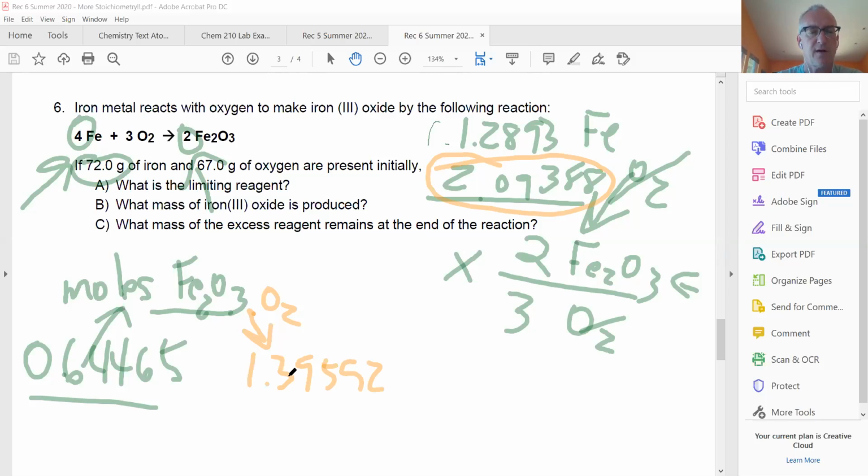Okay. So if I convert all the iron to product, I get this much. And if I convert all the oxygen to product, I get this much. So which one's limiting? Oxygen? No, if I convert all the oxygen to product, I get more. If all the iron's converted, I get 0.64465. So actually, I'm limited by the iron.